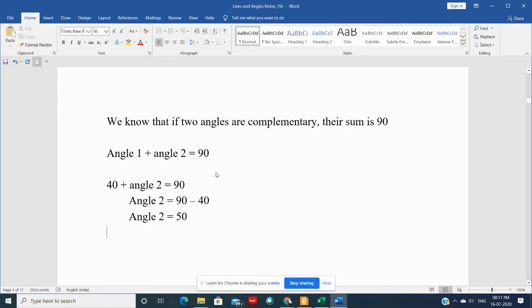So now let's check our answer. You can check your answer. One of the angles is 40, as we have already seen. The other one we have just found out is 50, and that comes to 90. So yes, they sum up to 90, meaning they are complementary to each other. So this is how you can find complementary angles.